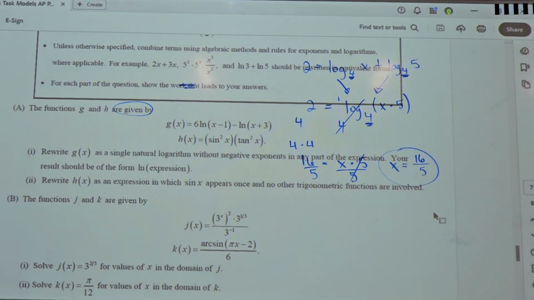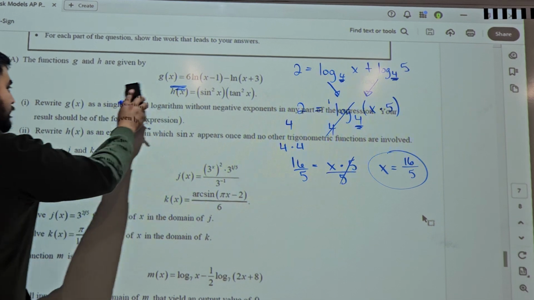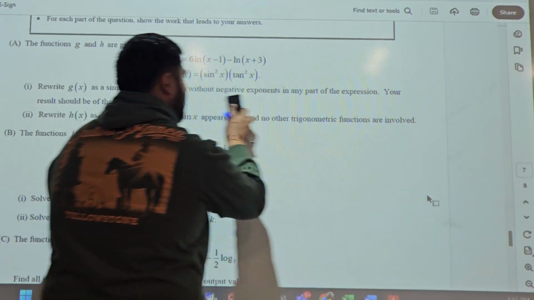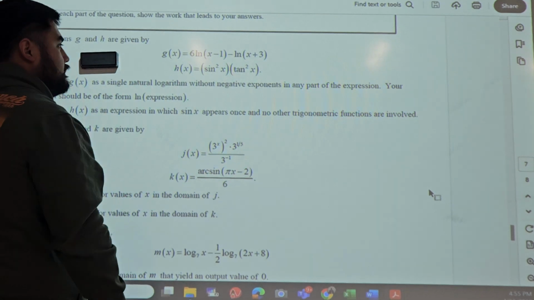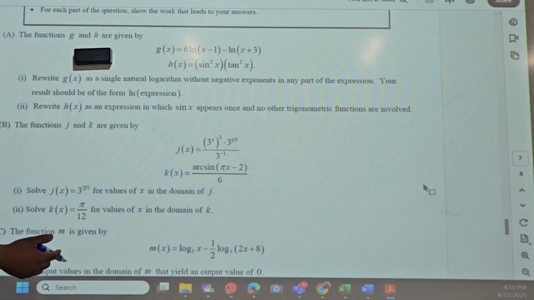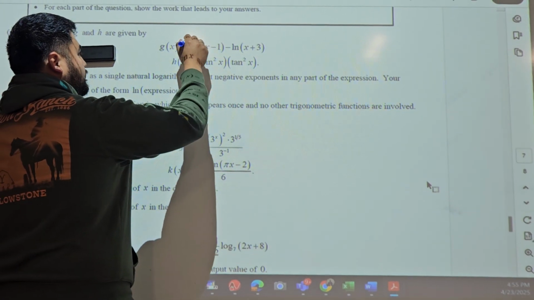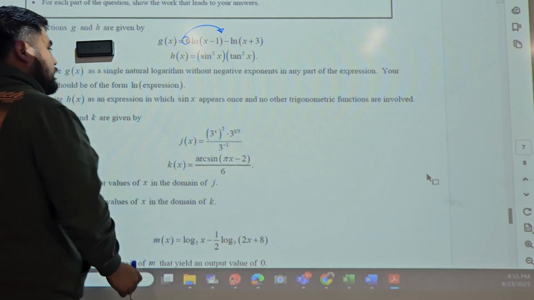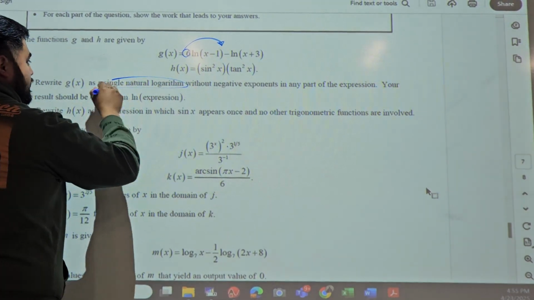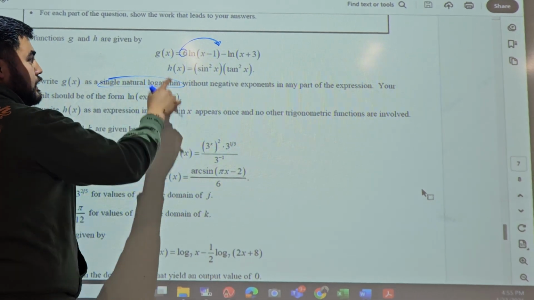Look at this one right here. What happens is, instead of having just log, we have natural log, right? So here we have 6 natural log parentheses x minus 1 minus natural log x plus 3. So you treat it the same way, right? G of x, because again, if I read the question, it tells me here, rewrite g of x into a single natural log. So these two, we have 2 of them, so that means we're going to condense into 1.